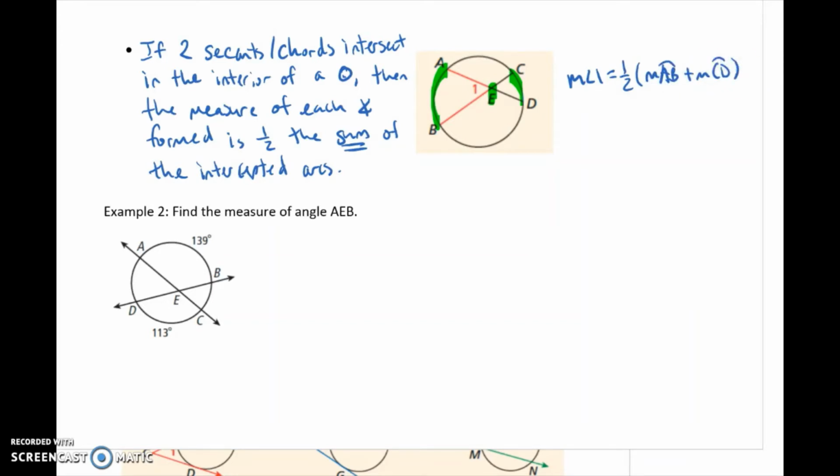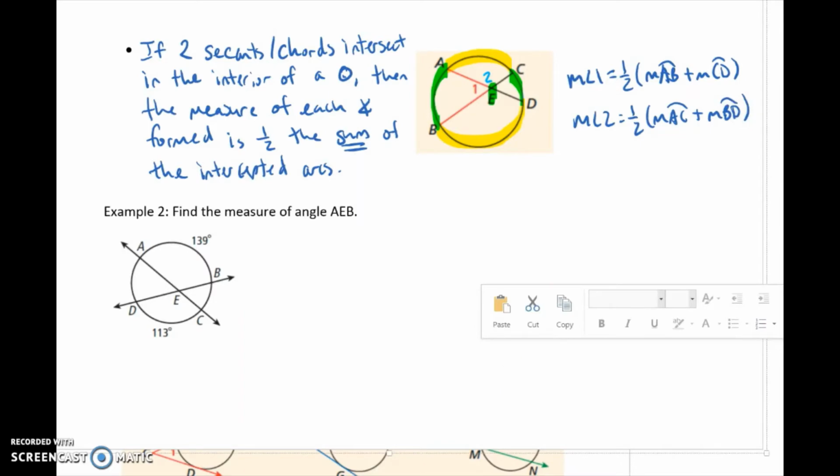Alternatively, if we want to find, let's say, the measure of angle 2, which is AEC that I just wrote in there, that's vertical to angle DEB. So then we'd be looking at these arcs instead, AC and BD. So the measure of angle 2 would be 1/2 the measure of arc AC plus the measure of arc BD. Okay, so that's our second theorem.